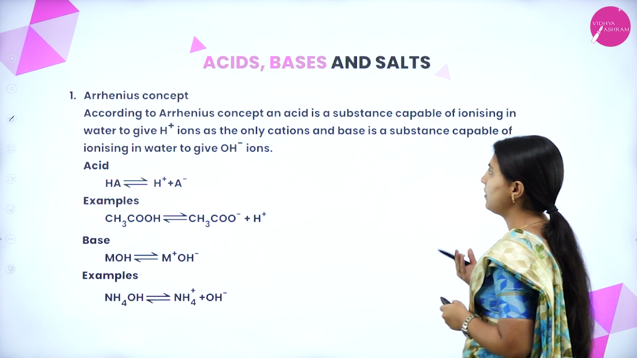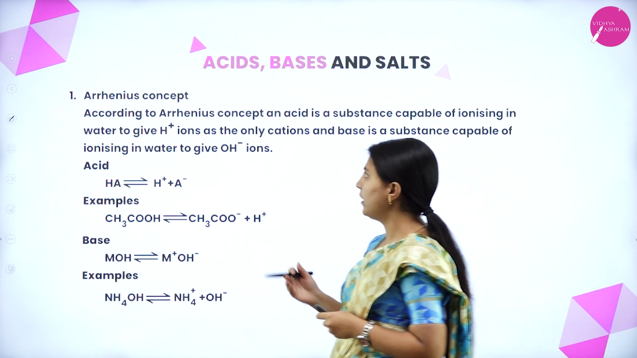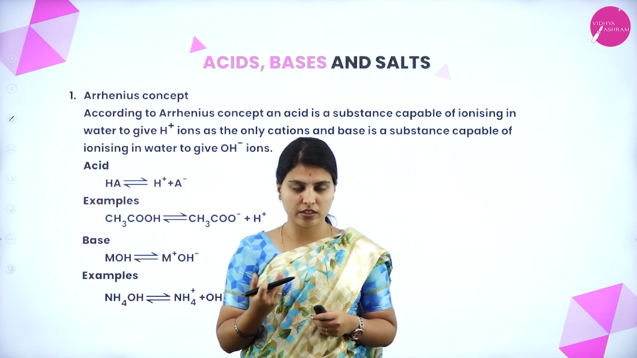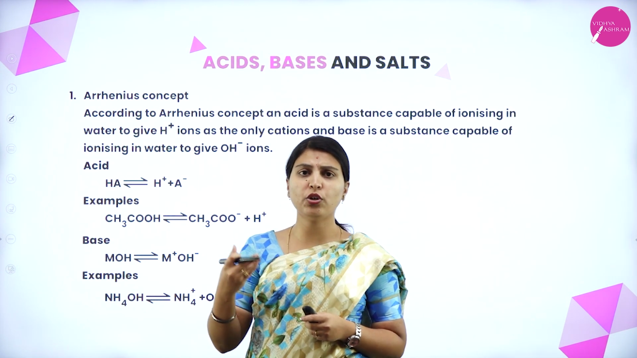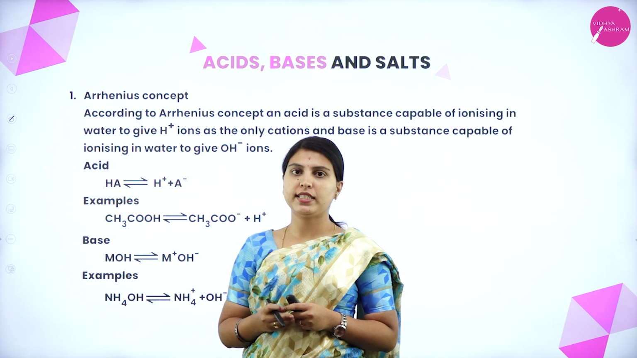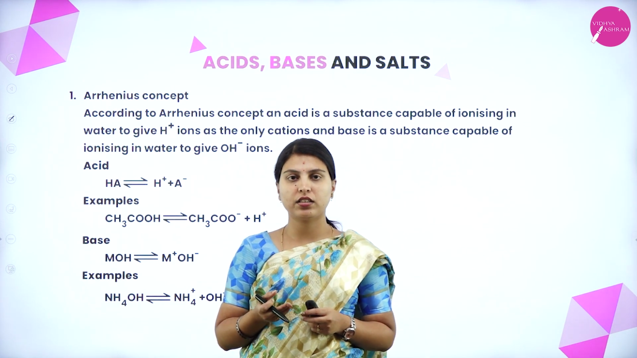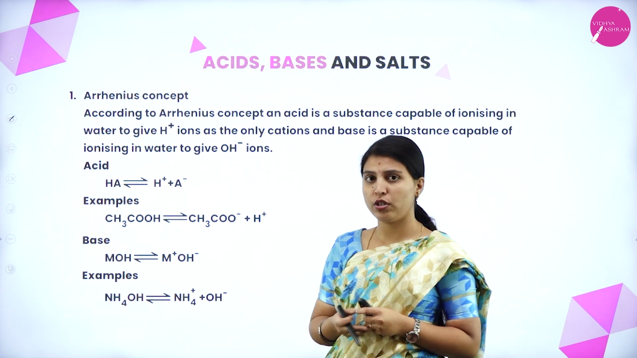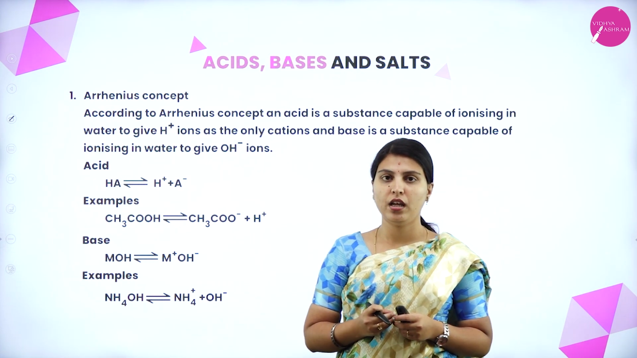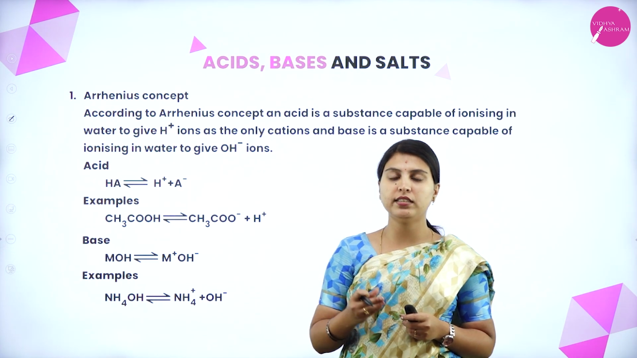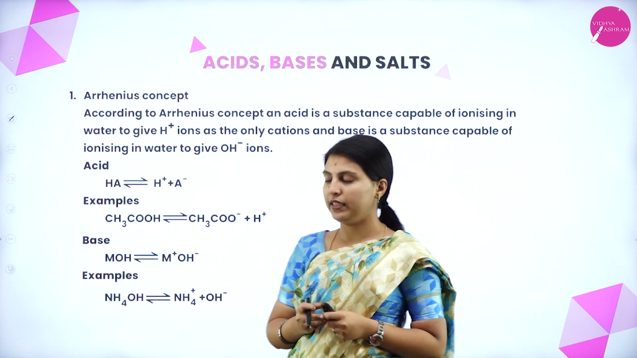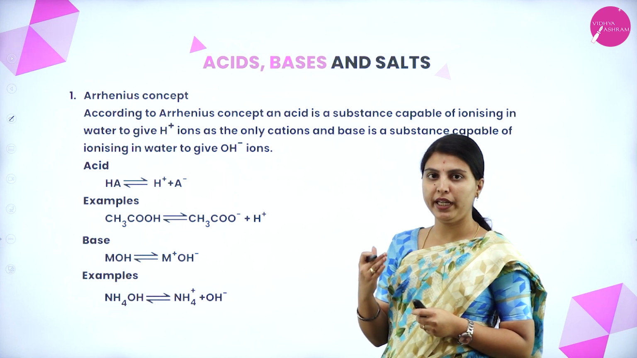First we will see acids, bases and salts, in that the Arrhenius concept. Before moving on to the Arrhenius concept, there are two or more concepts about acids, like the Arrhenius concept, Lewis-Bronsted concept or Lewis concept. More concepts are there, according to individual scientists, some individual perspectives are there. So we have to go through one by one.